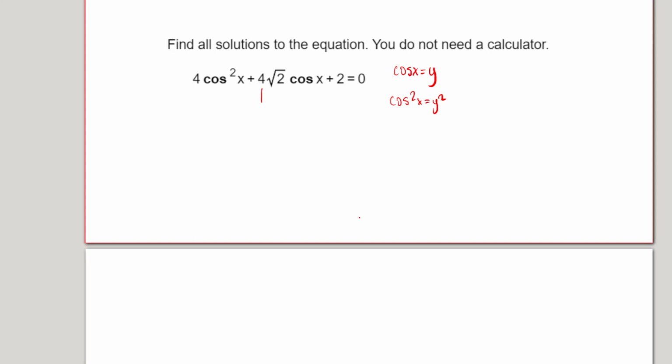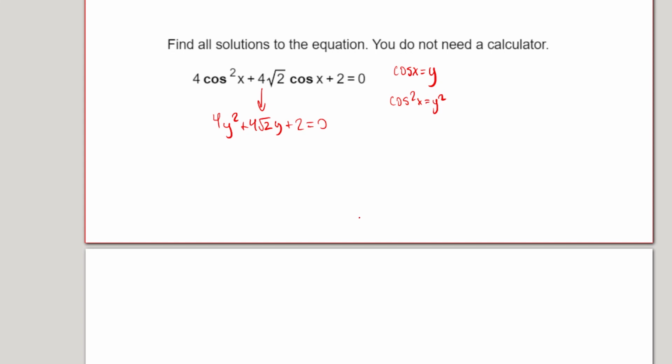Now, I'm going to rewrite this entire thing in terms of this new substitution y, right? So we'll have 4 times cosine squared of x, but cosine squared of x is just y squared. And then we'll have plus 4 times the square root of 2 times cosine of x, but cosine of x is equal to y. So we'll write y plus 2 is equal to 0. Now it's a bit clearer that we have a quadratic equation. We have this times y squared plus this times y plus 2.